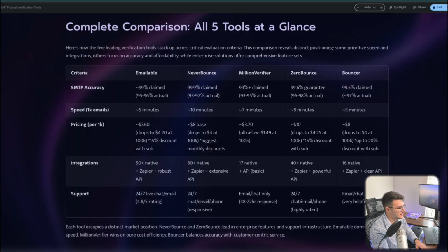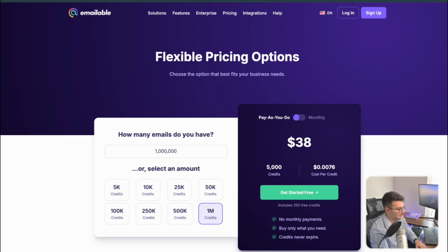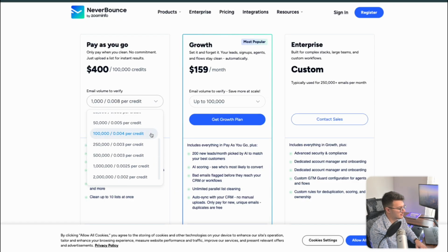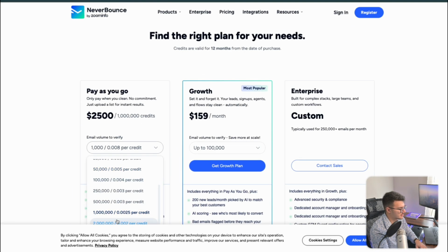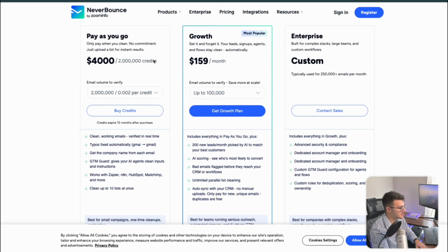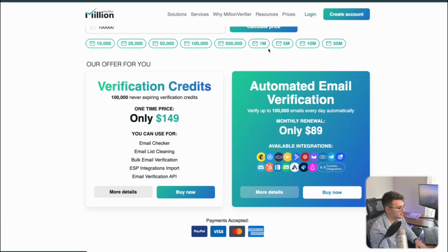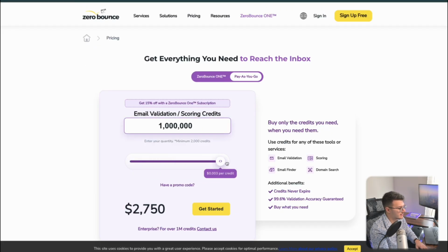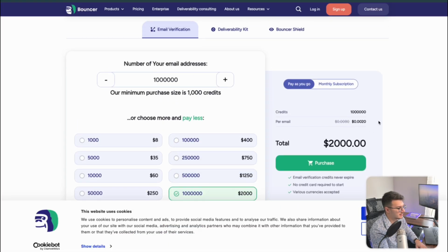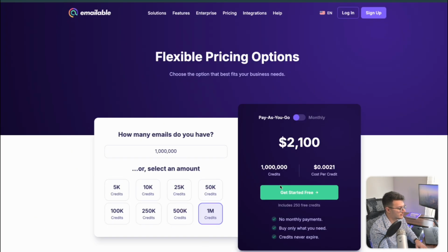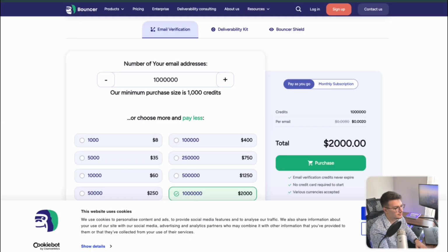So that being said, a lot of these tools actually end up maxing out at around 1 million credits or 2 million credits or so. So you'll see a lot of these prices go up. For example, let's just do NeverBounce, $4,000 for 2 million credits. Now, Million Verifier is, I would say, the one that stands out from the rest here. So if I do a million credits on Emailable, it's 2.1K. It's 2K on Bouncer.